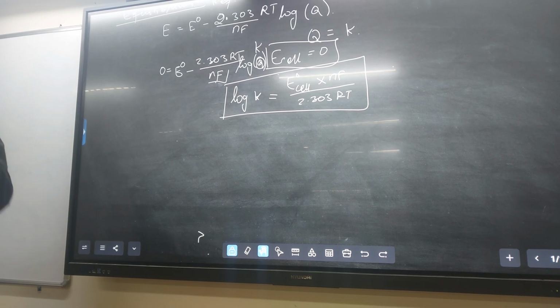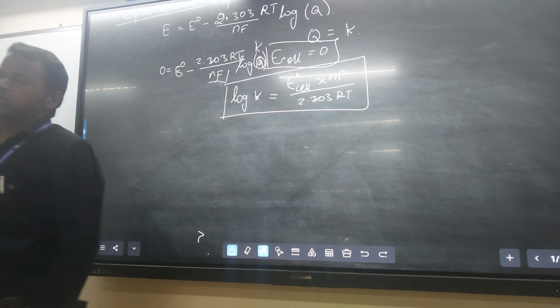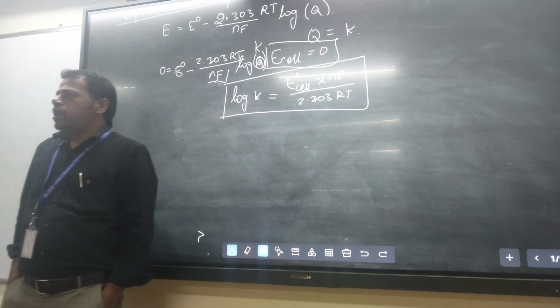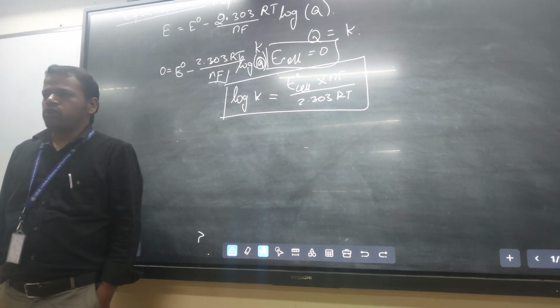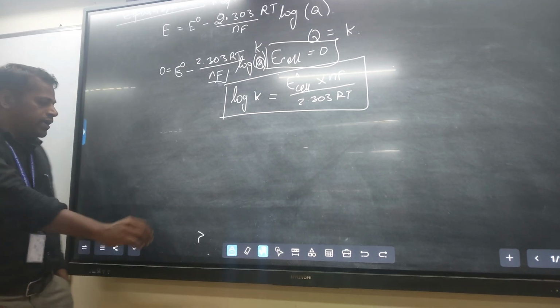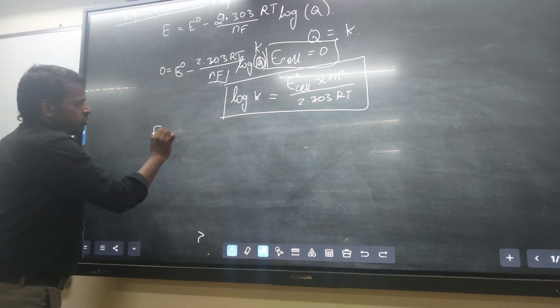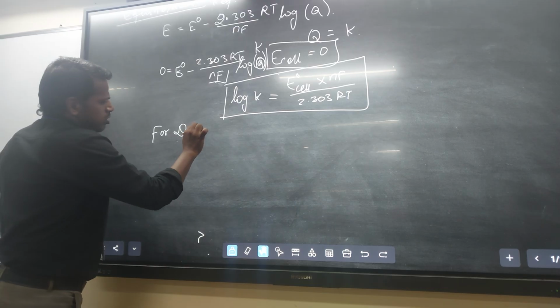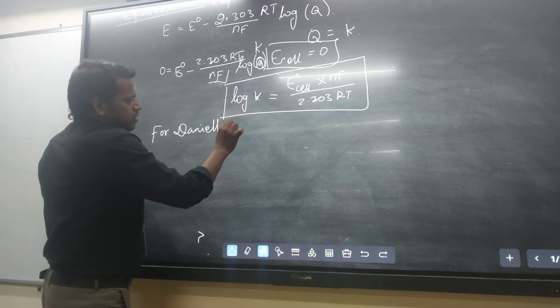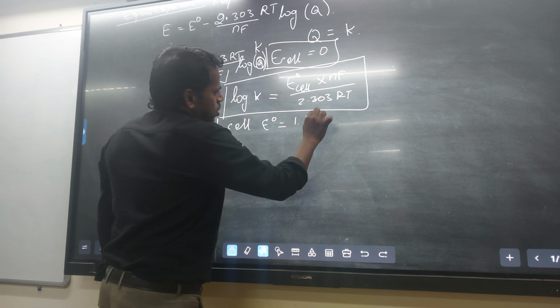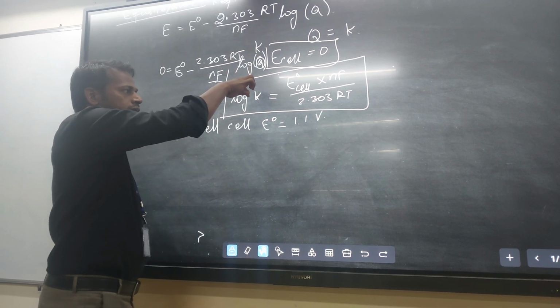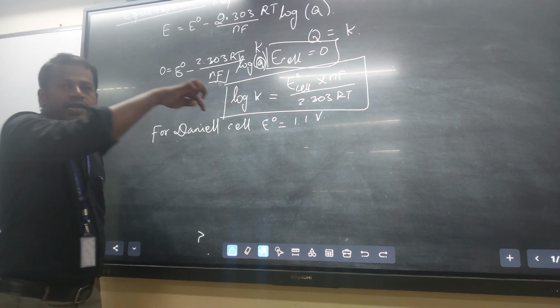For the Daniel cell, the reduction potential value of copper is 0.34 and zinc is minus 0.71. If you connect both, you get 1.1 volt. So for the Daniel cell, the E naught value is 1.1 volt. Therefore, you can find the K equilibrium for that Daniel cell.